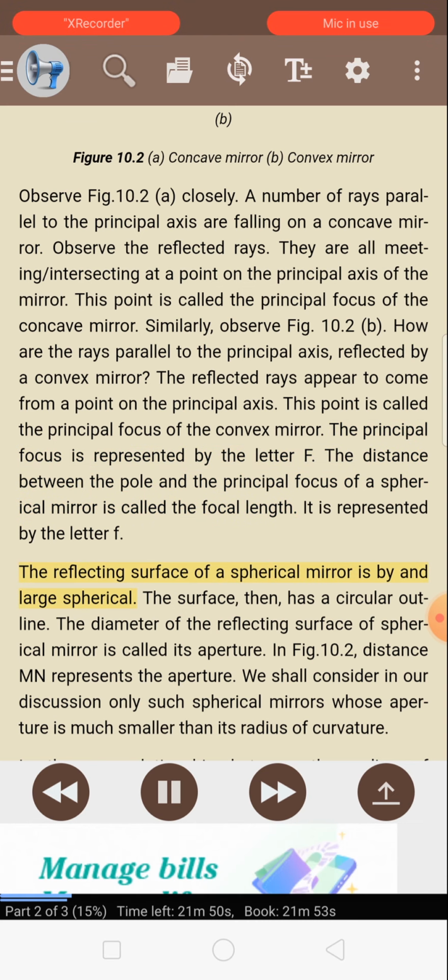The reflecting surface of a spherical mirror is by and large spherical. The surface then has a circular outline. The diameter of the reflecting surface of a spherical mirror is called its aperture. In fig. 10.2, distance MN represents the aperture. We shall consider in our discussion only such spherical mirrors whose aperture is much smaller than its radius of curvature.